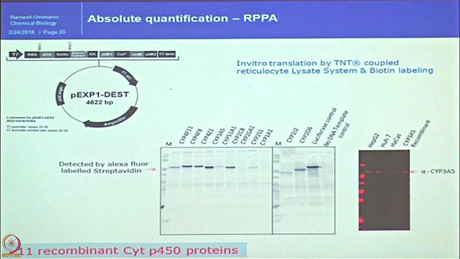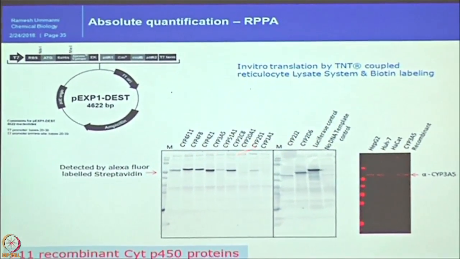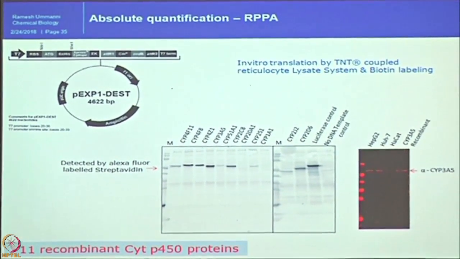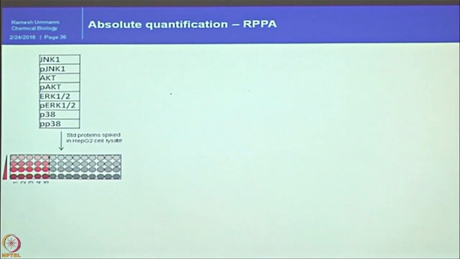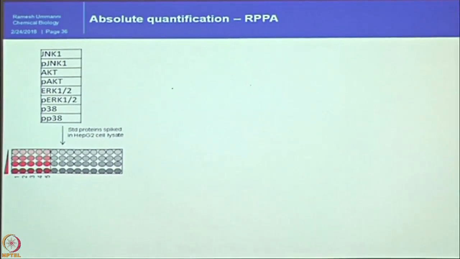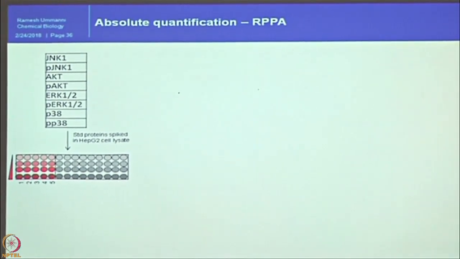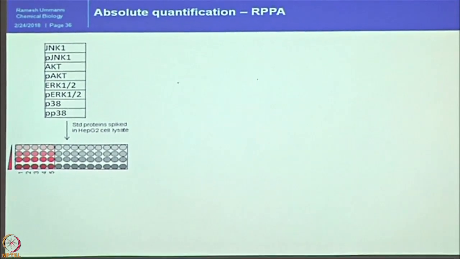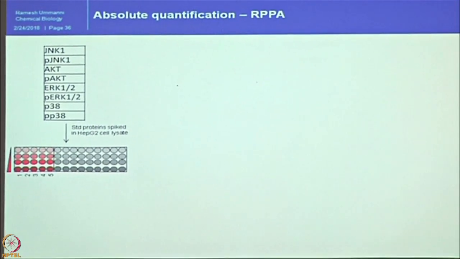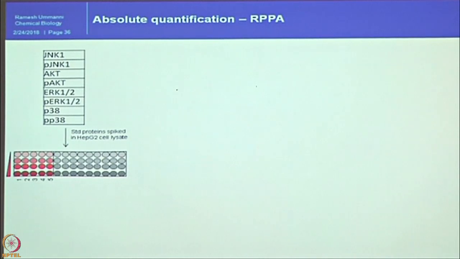So if 1 million cells contain how many copies of cytochrome P450 proteins, like a SIP, this 11 different recombinant proteins. And also nowadays it is very, very important to do a quantitative approach for phosphoproteins. For example, if you take AKT protein, not all AKT copies are phosphorylated when it gets activated. Only a certain population or certain copies of AKT proteins get phosphorylated. How can we do that?